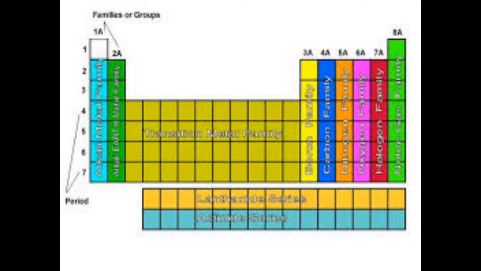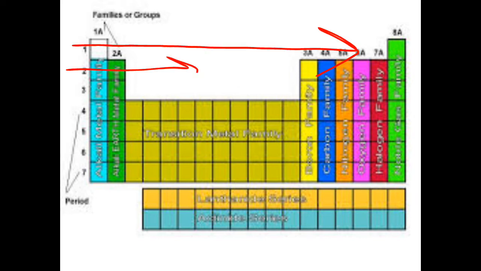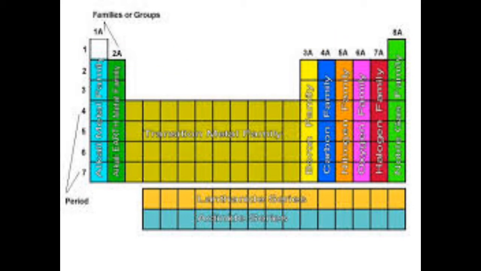But when we see the periods, they are 7 in number, and these are horizontal rows. You see, elements are arranged according to increasing atomic number, and they are classified in rows. The period number can be 1, 2, 3, 4, 5, 6 and 7. A period number tells us how many shells of electrons are present in the atom.